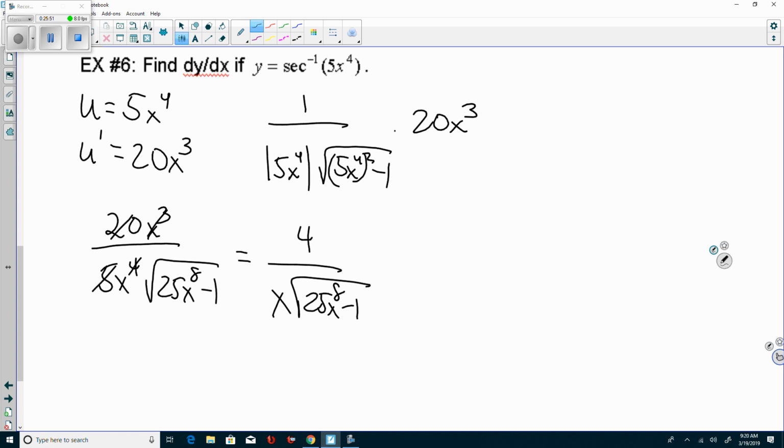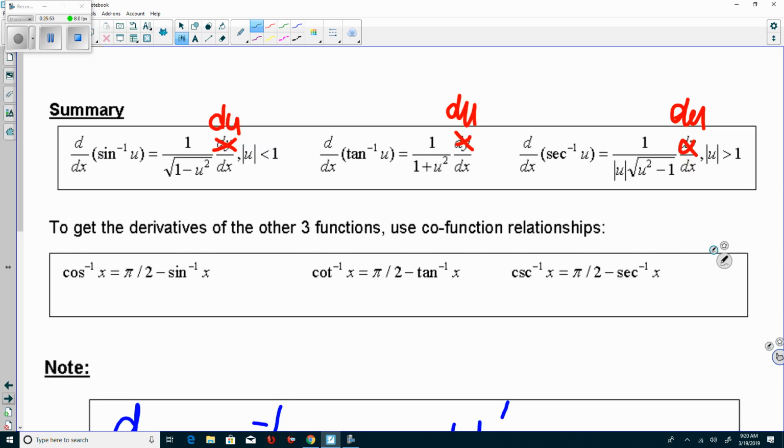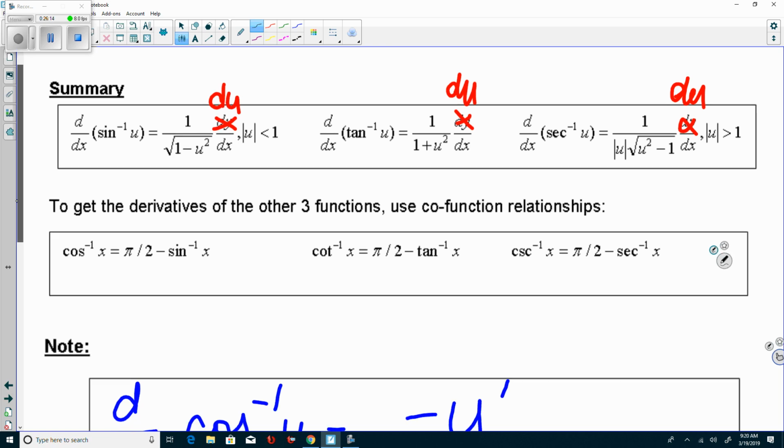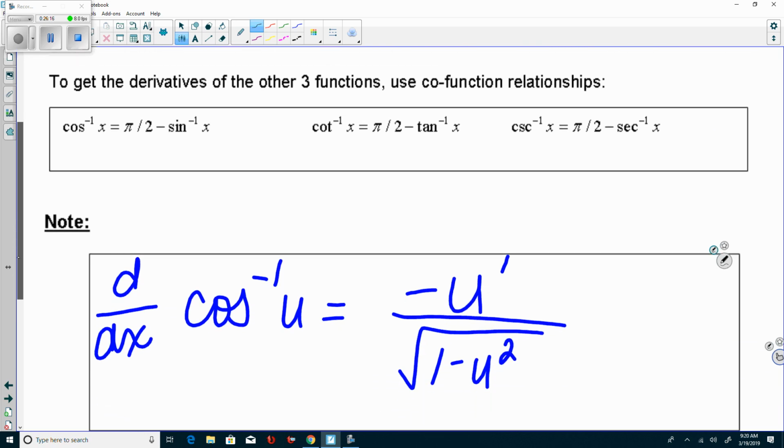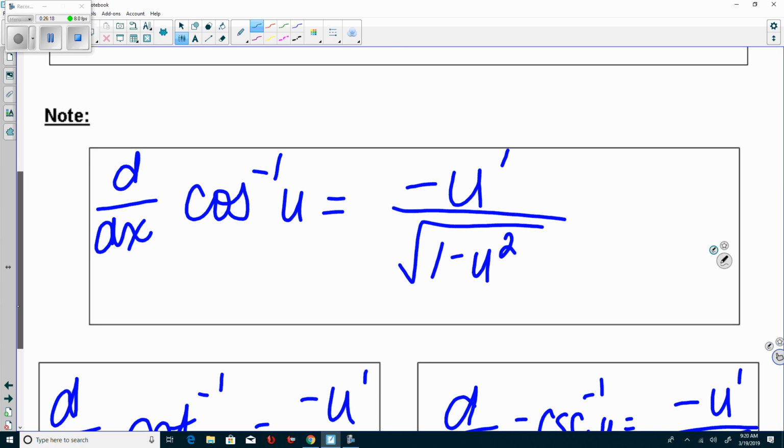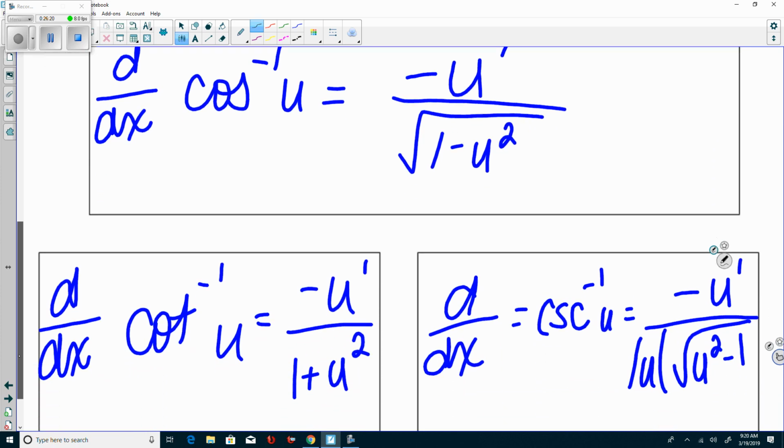I know it's a lot, but we're late, so tomorrow we'll start working on these. This is what you want to get down on the last page of your notes. There's a dy. Just make sure, because we're using u's here, to make the dy a du. And this is to get the derivatives of the 3 other cofunctions, using the cofunction relationship. We can go through and prove all these, but we have given you a good base there. So here are the other 3 that you can put right in your notes.